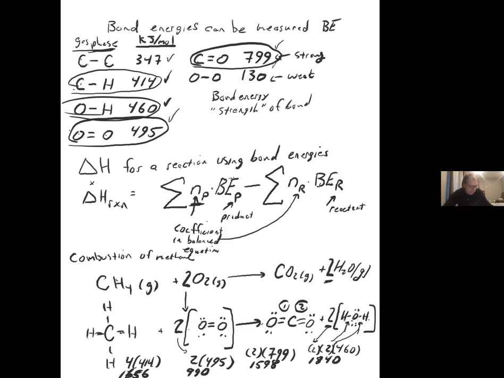Right? So if you've got 4 of these, you got to multiply it by 4. If you've got only 1 double bond, there's only 1 in there, but there's 2 of the oxygens, so you got to multiply it by 2. Whereas here, there's 2 double bonds, so you got to multiply it by 2. Here, you got to multiply it by 2 twice, once because there's 2 of the bonds, but another 2 because there's 2 of the waters. Then you plug it into this formula.